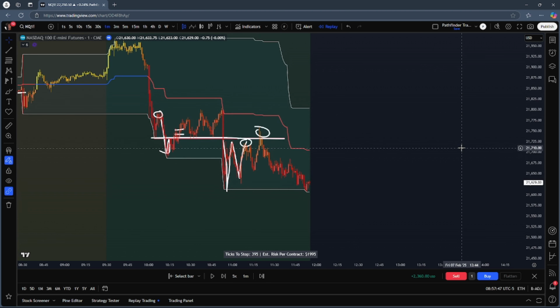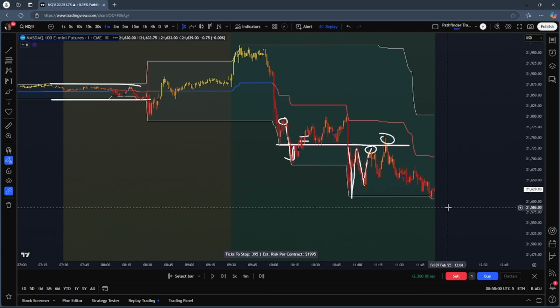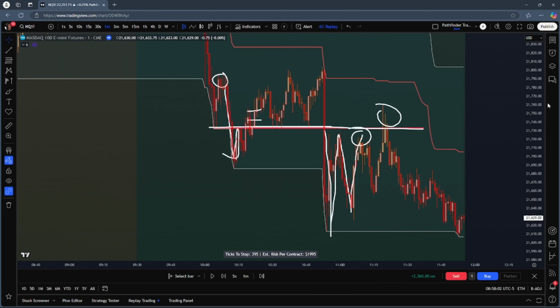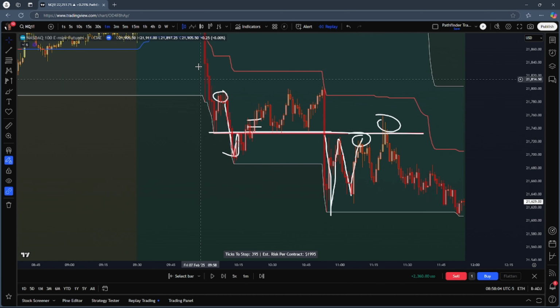So you made more than a lot of people make in a week in 32 minutes because you're patient, you look for good opportunities, you look for the wicks, and you take those trades, okay? All of this is based off of support that flipped to resistance.